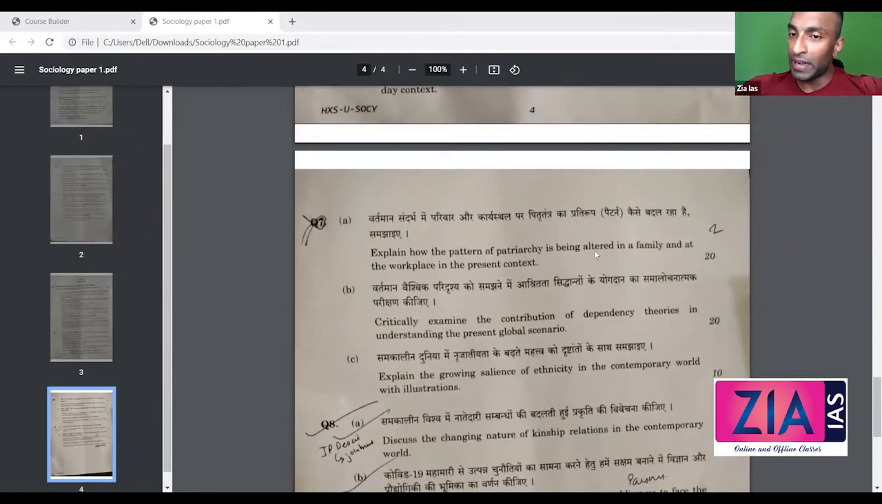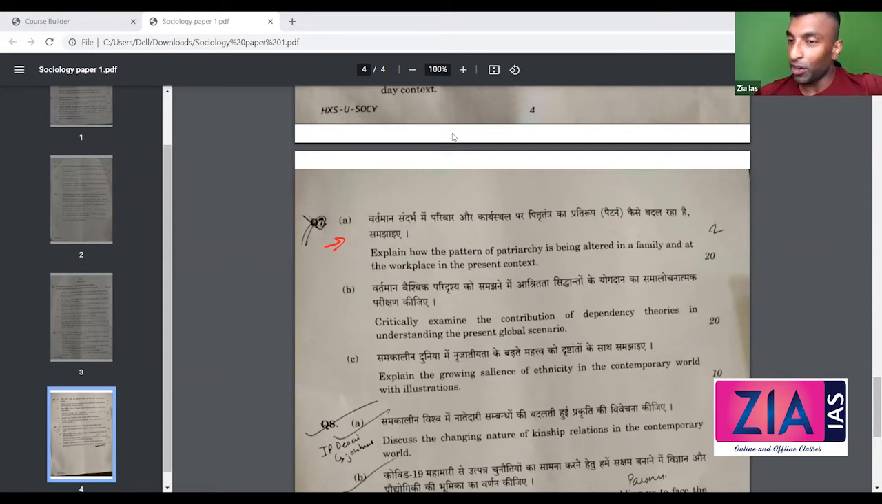Explain how the pattern of patriarchy is being altered in a family and at the level of workplace in the present context. So guys, when I talk about patriarchy, I always explain public patriarchy and private patriarchy. Private means at the level of family, public means at the level of society. And then I also explain manifest and latent concepts, right? So this is a very direct one, nothing to worry. I'll show you everything in the portal.